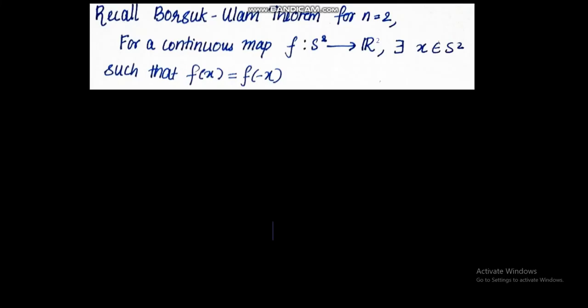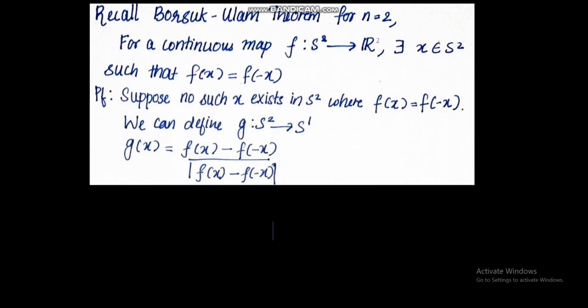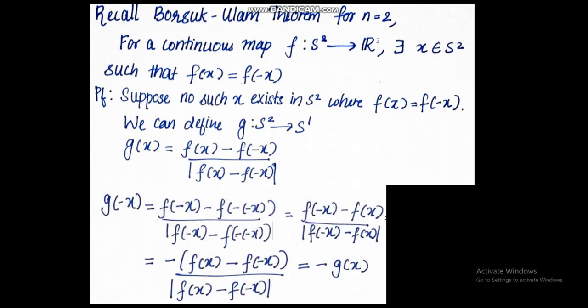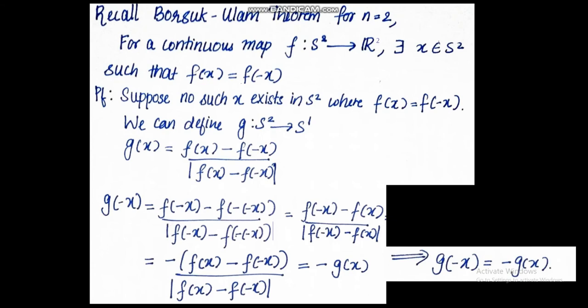We recall the Borsuk-Ulam Theorem for n equal to 2, where a continuous f from S2 to R2 has some x in S2 such that f of x is equal to f of minus x. We plan to prove this by contradiction. Suppose there is no x in S2 satisfying f of x equal to f of minus x. We define a g from S2 to S1 and normalize. Now, g of minus x will be equal to minus g of x. We get this from some very simple manipulations.